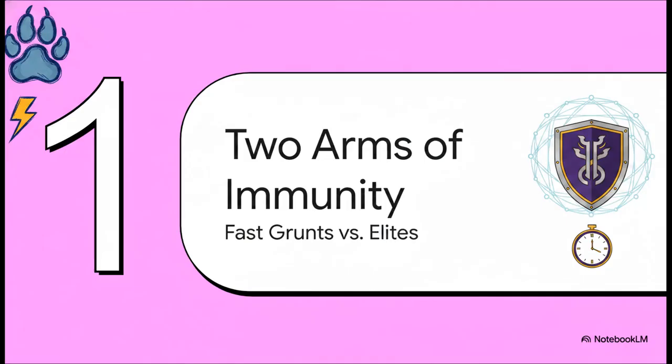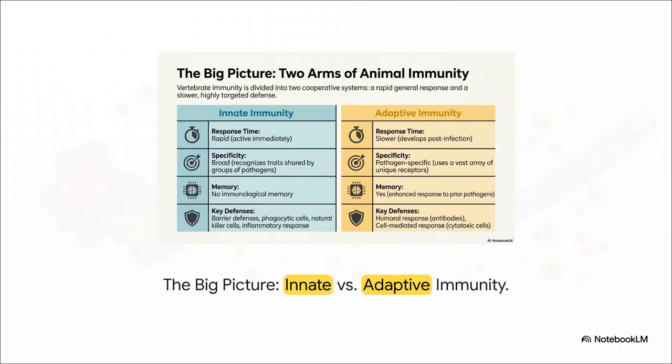Section 1. 2 arms of animal immunity, the fast grunts versus the slow elites. Now, what's really interesting here is the clear distinction between the 2 cooperative systems protecting you right now. On one side, we've got innate immunity. This is your rapid, general response. It's active immediately and recognizes broad traits shared by groups of pathogens, but it has no memory.